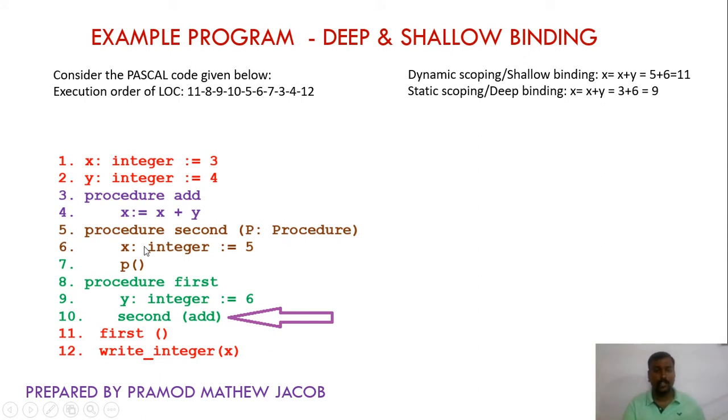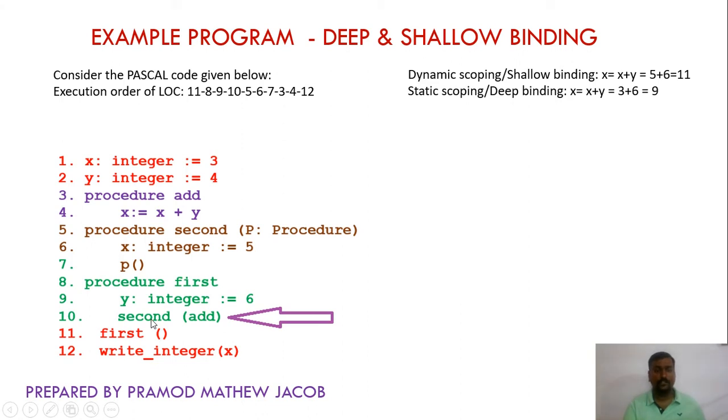Then inside that second procedure we are declaring x as integer and initializing it with the value 5. And we are calling the function which is passed as the argument. So p is passed as argument. Next we are defining another procedure, first. Inside that function we are initializing y as integer type with the value 6 and we are calling the procedure second of add. That is, the function add is passed as an argument to another function.